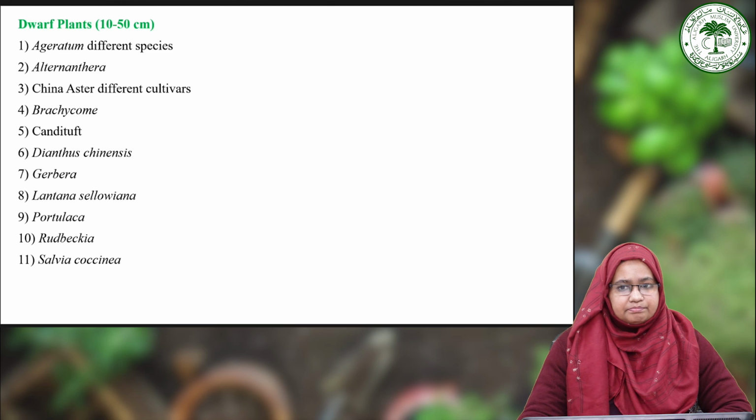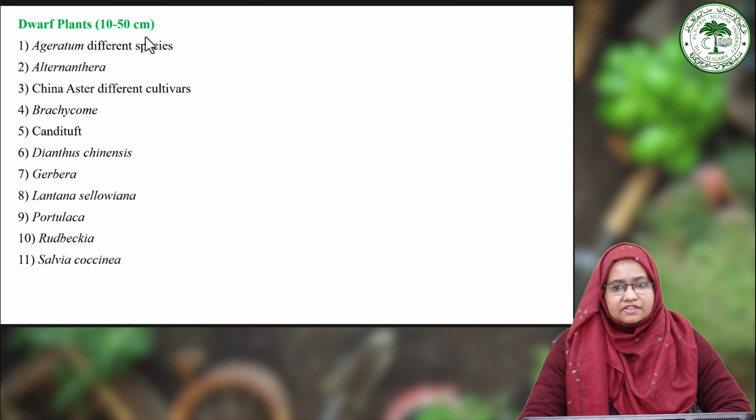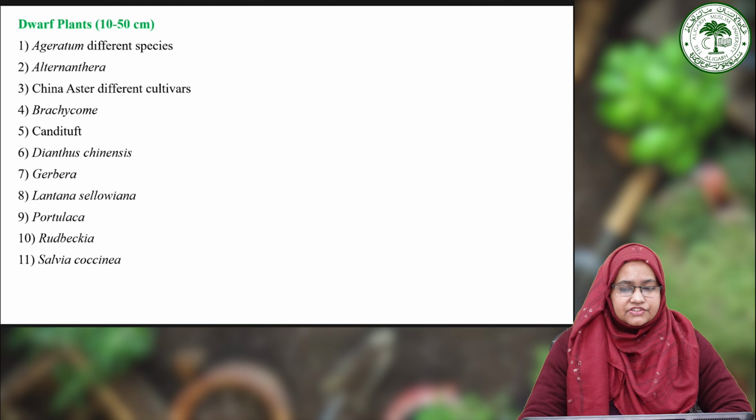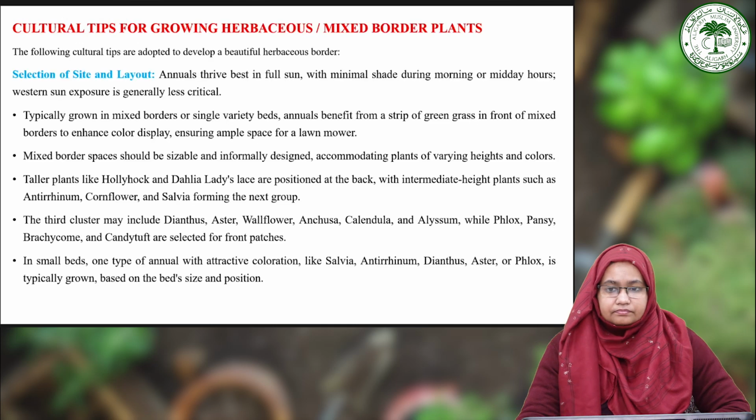And in mixed borders, the dwarf plants which are commonly used have a height of approximately 10 to 50 centimeters and the examples of these plants are different species of ageratum, alternanthera, China aster, brachycome, candytuft, dianthus.